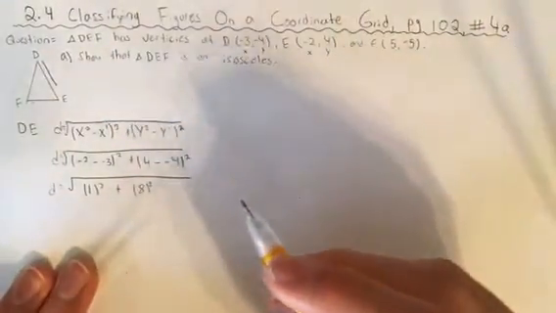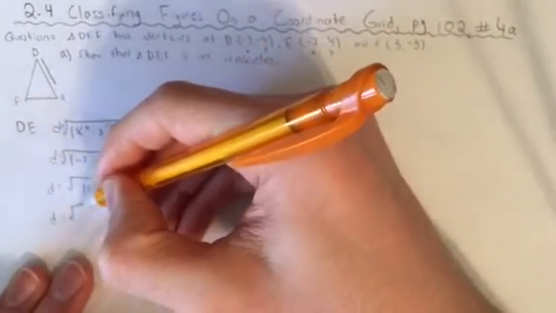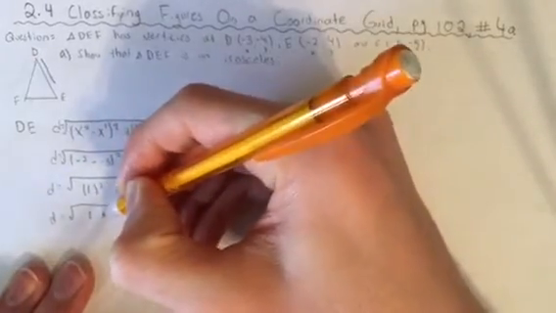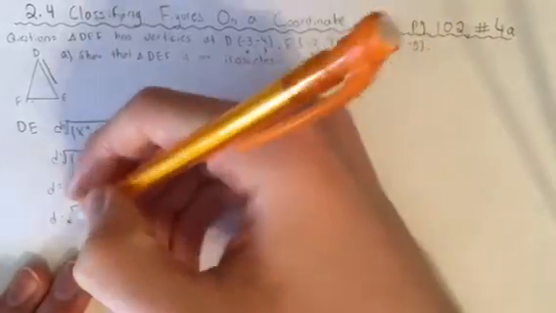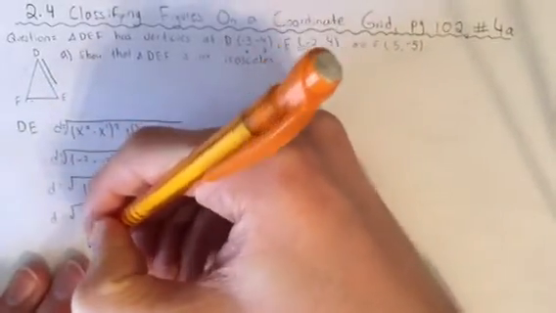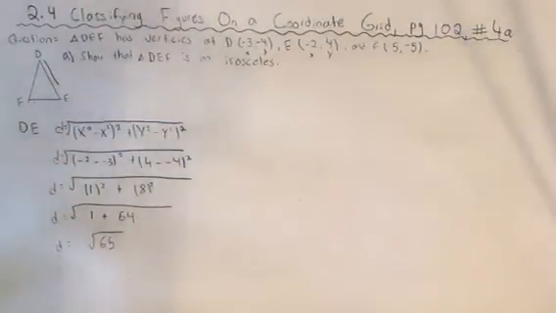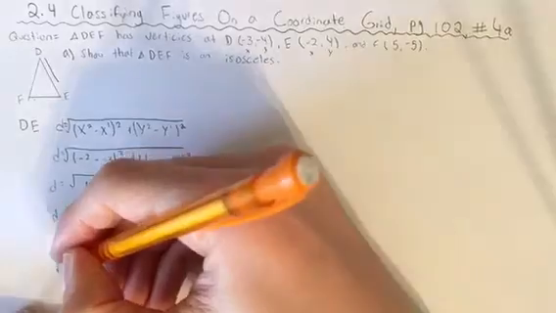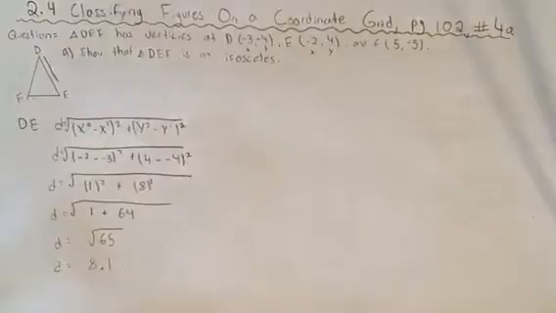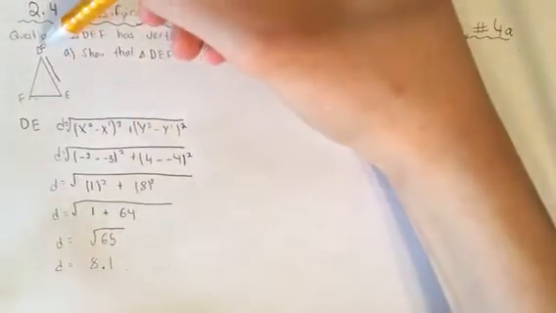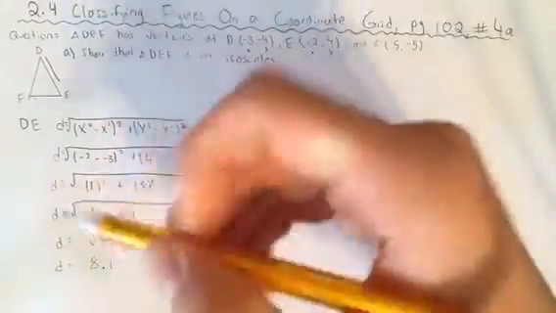1 to the power of 2 is still 1. One plus 8 to the power of 2, which is 64, equals 65. And now we have to just find the square root. The square root of 65 is around 8.1 if we round up. Okay, so now we know that from D to E, one of our sides on the triangle is 8.1 units.